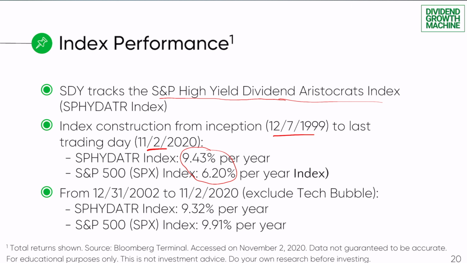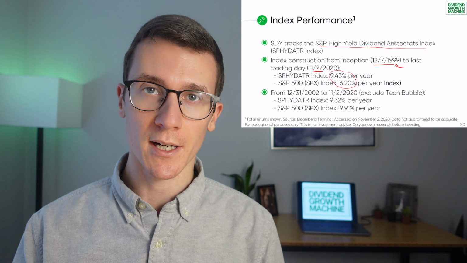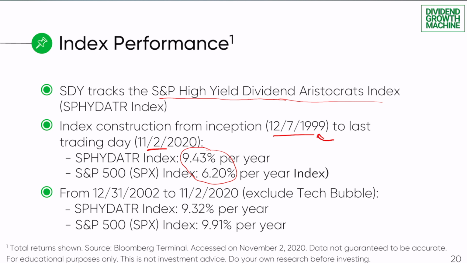However, one thing you should keep in mind is that this was basically right at the very top of the technology bubble in the late 1990s. So the S&P 500, which was comprised of basically almost half technology stocks, went on to drop about 50% over 3 years, whereas these dividend stocks did not go down nearly as much. So if we look at just starting in 2002, so after the tech bubble had already burst, we see that this fund has actually underperformed the S&P by about 0.6% per year.